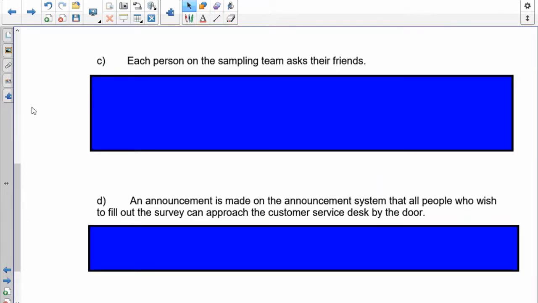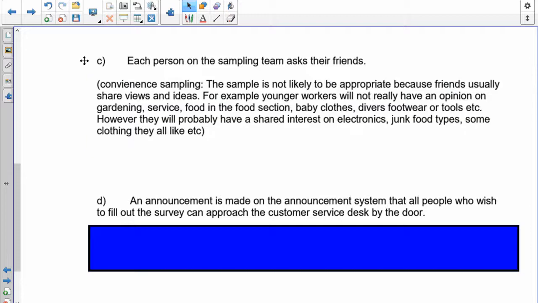Each person on the sampling team asks their friends. So take a look at what you think would be happening here. This is called convenience sampling. And the sample is not likely to be appropriate because friends usually share the same views and ideas. For example, younger workers will not really have an opinion on gardening, service, food in the food section, baby clothes, diaper footwear or tools, etc. They'll have an interest in what they like: electronics, junk food, and their own personal clothing, stuff like that. So this is not a good way of doing it.